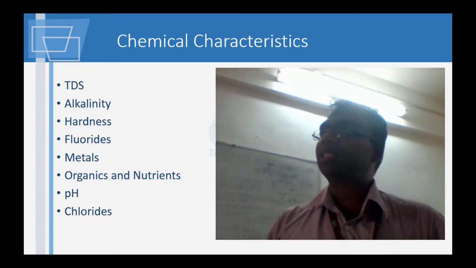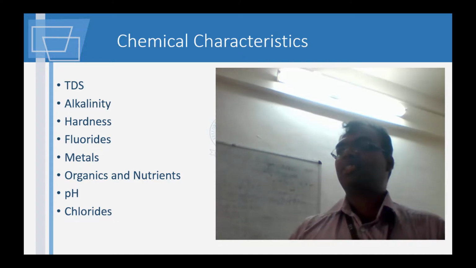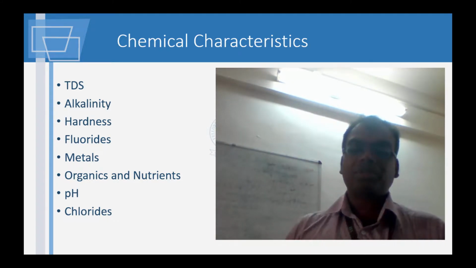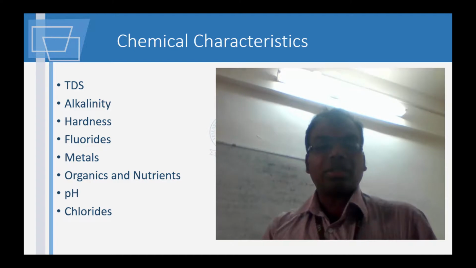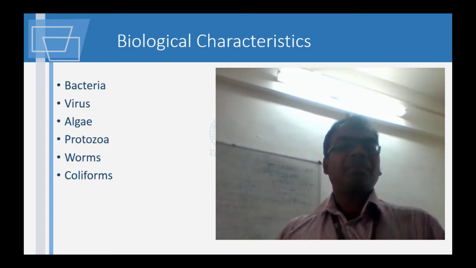So they become nutrients. pH should be neither acidic nor basic. Acid also has problems. Base also has problems. It has to be neutral. And chlorides. All these are things which are very harmful for us. We agree on this.